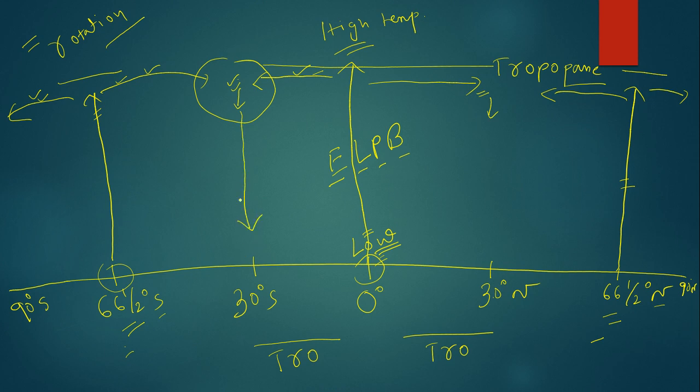Okay. Now, since the air is moving in the upward direction from 66 and a half south and 66 and a half north, this zone will also be known as the low pressure belt. This low pressure belt will be known as the subpolar low pressure belt. Why is it known as the subpolar low pressure belt? Because this zone is located closer to the polar region. So, that area is known as the subpolar zone. Subpolar low pressure belt. Okay.